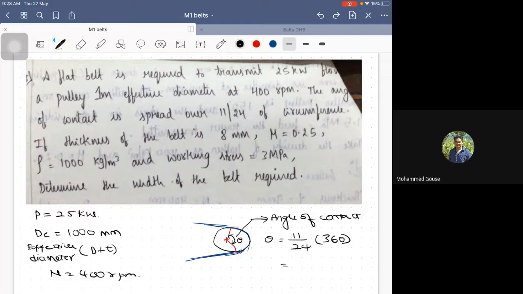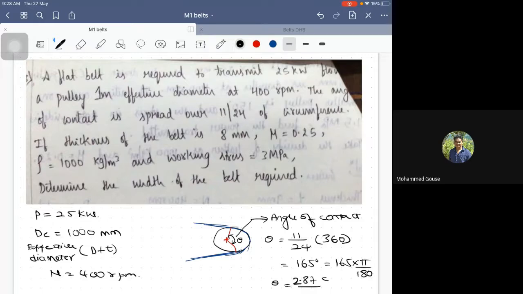I want it in radians. So 165 degrees, if I convert it, is 165 times pi divided by 180. So give me the value in radians. Theta is 2.87 radians. Very good. Next, what else is given?